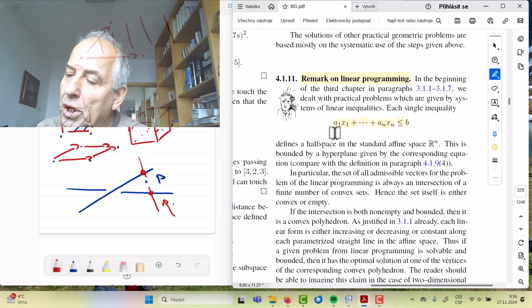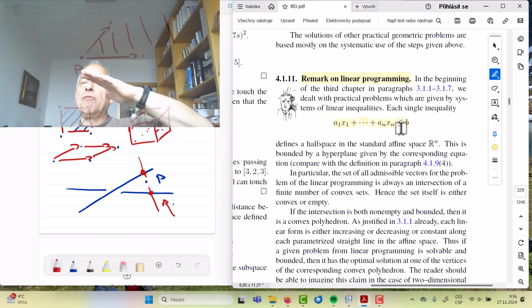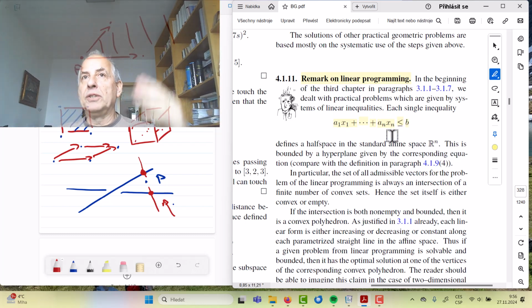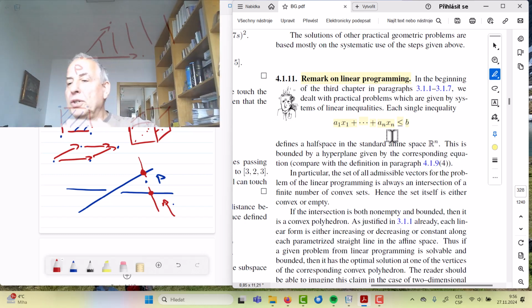Because if it was equality, it would be an affine hypersurface, and if it's not, it's simply half of this, because you see that the function on the left hand side is linear, so for one half of the space it will be bigger than b, and for one half of the space it will be smaller than b. And you see the half space is a convex set, and as we saw, the intersection of convex sets is always convex.